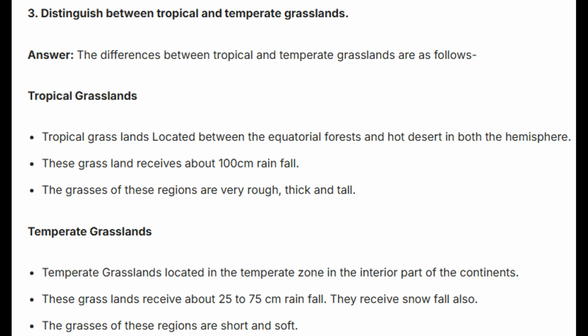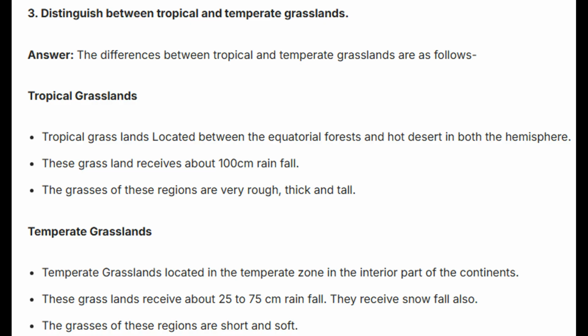Third, distinguish between tropical and temperate grasslands. Answer. The differences between tropical and temperate grasslands are as follows. Tropical grasslands, first, are located between the equatorial forest and hot desert in both the hemispheres. Second, these grasslands receive about 100 centimeter rainfall. Third, the grasses of these regions are very rough, thick and tall.